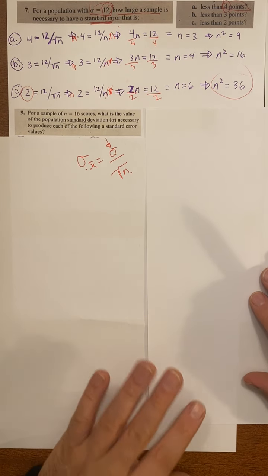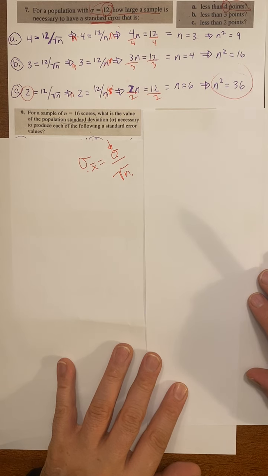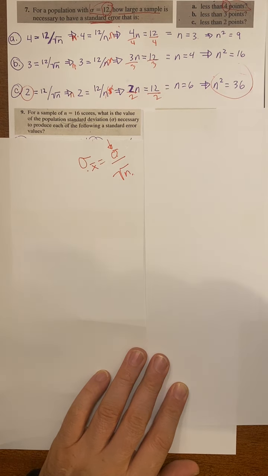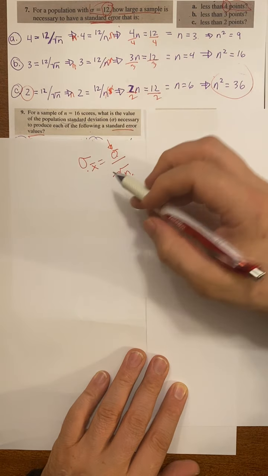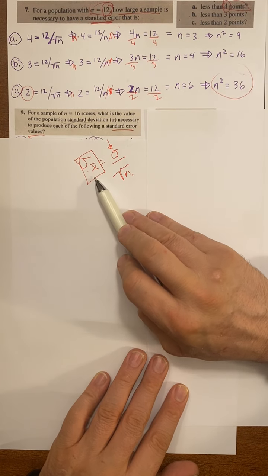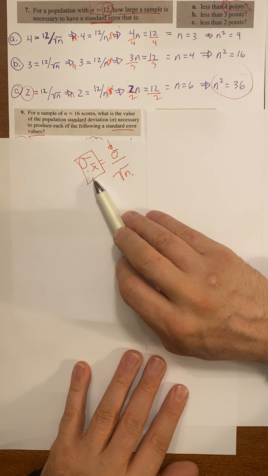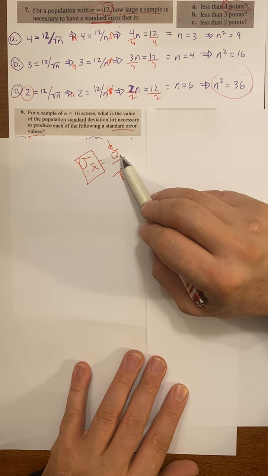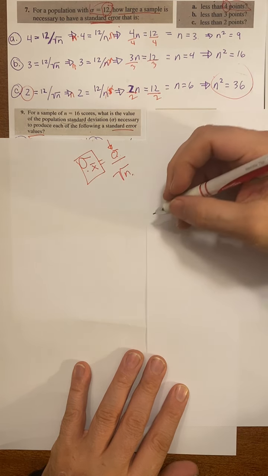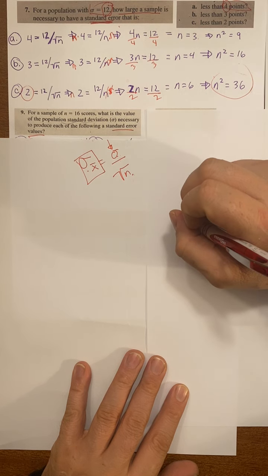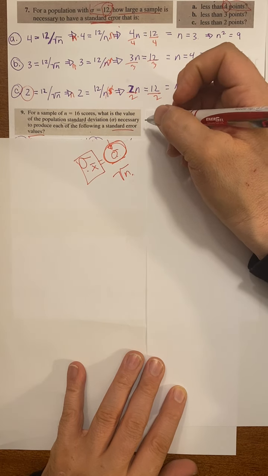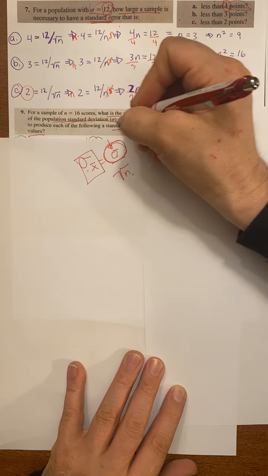Here we're saying, for a sample of n equals 16 scores, what is the value of the population standard deviation necessary to produce each of the following standard error values? They're asking about standard error here, asking for that value. Notice that they have given you the n, but they have not given you the standard deviation. So it looks like this time the item that you're going to be solving for is standard deviation. Yes, they're saying it right here: what is the value of the population standard deviation?